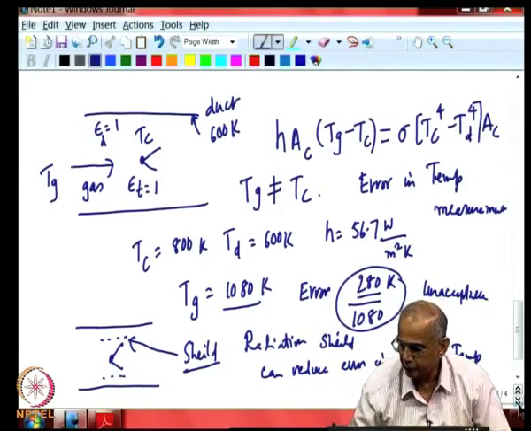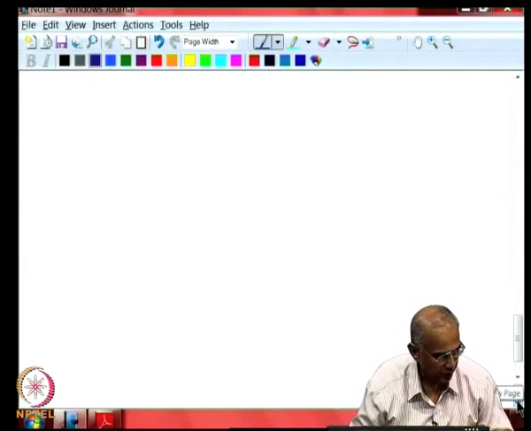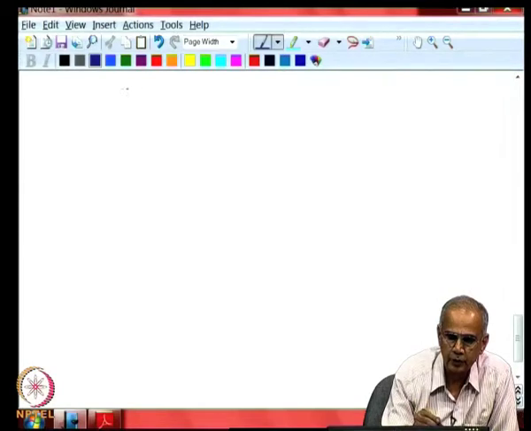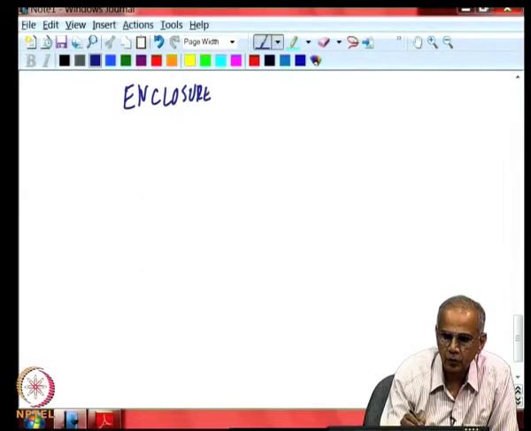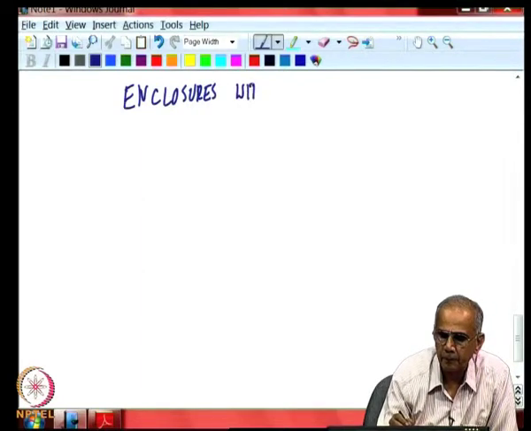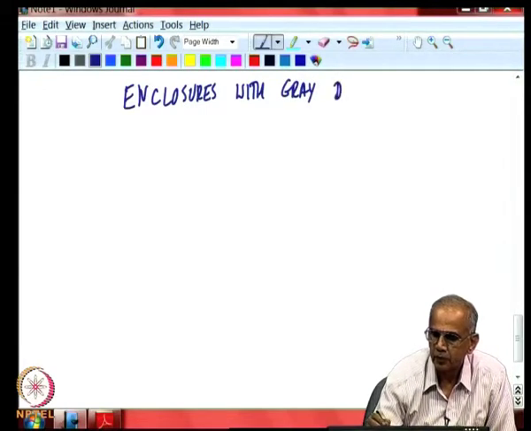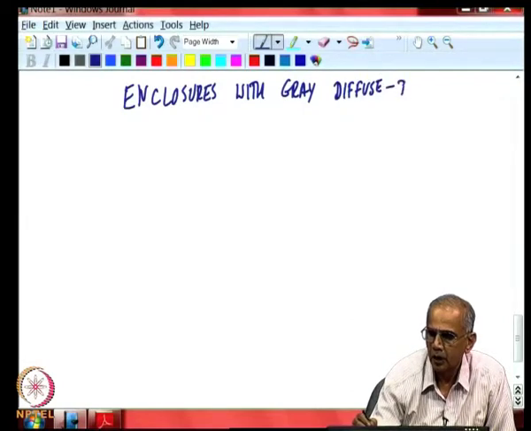Now, we will take up the role of the shield very soon, but before we do that, we have to do some more realistic examples. So, we will look at an enclosure with gray, diffuse, isotropic surfaces.